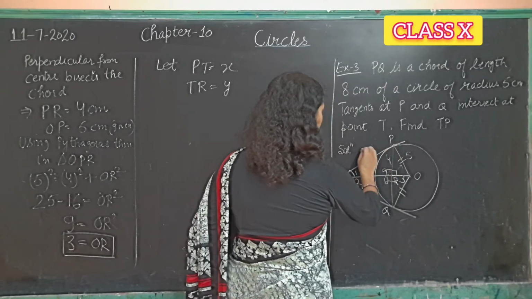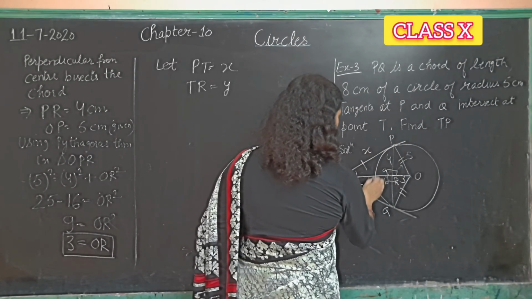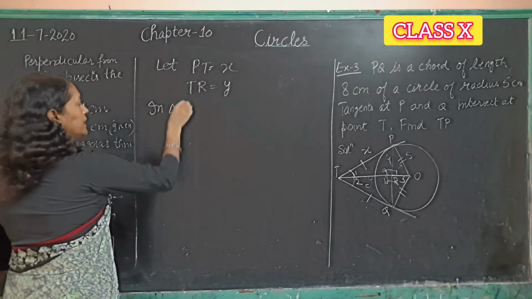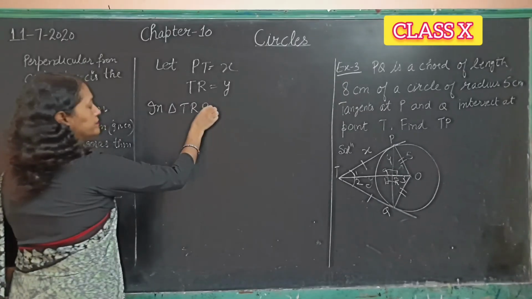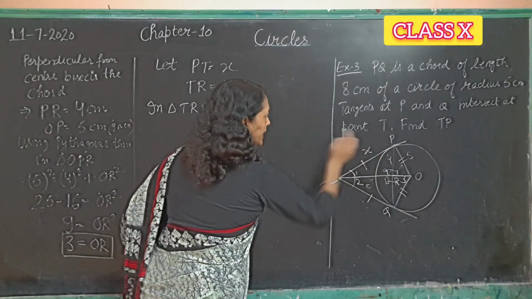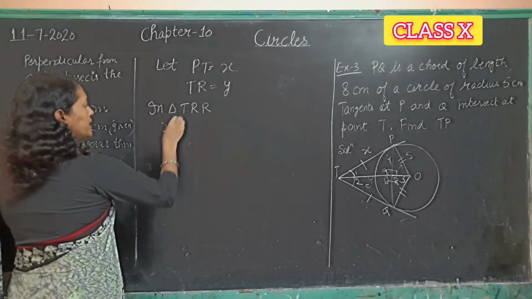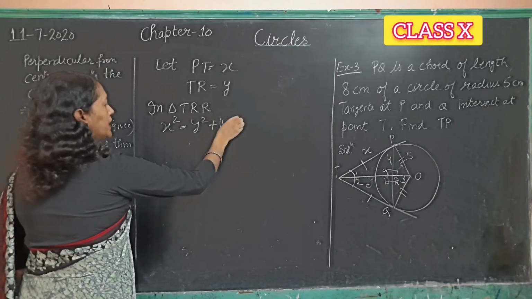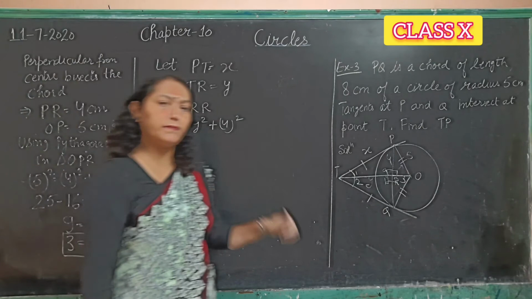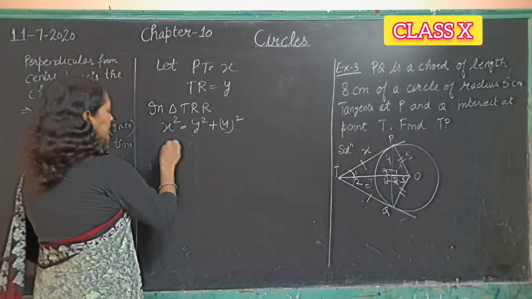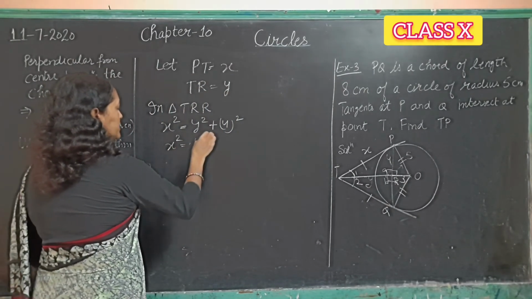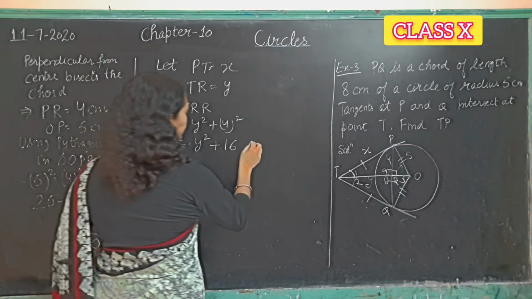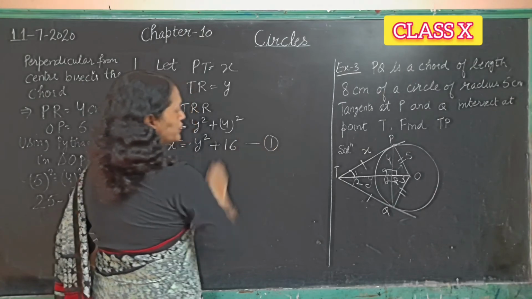Let us take TP as X and TR as Y. Then in triangle TPR, opposite to 90, X is the hypotenuse. So X square is equal to Y square plus 4 square. Again, how have we written this? Using Pythagoras theorem. So X square is equal to Y square plus 16. This is the first equation.